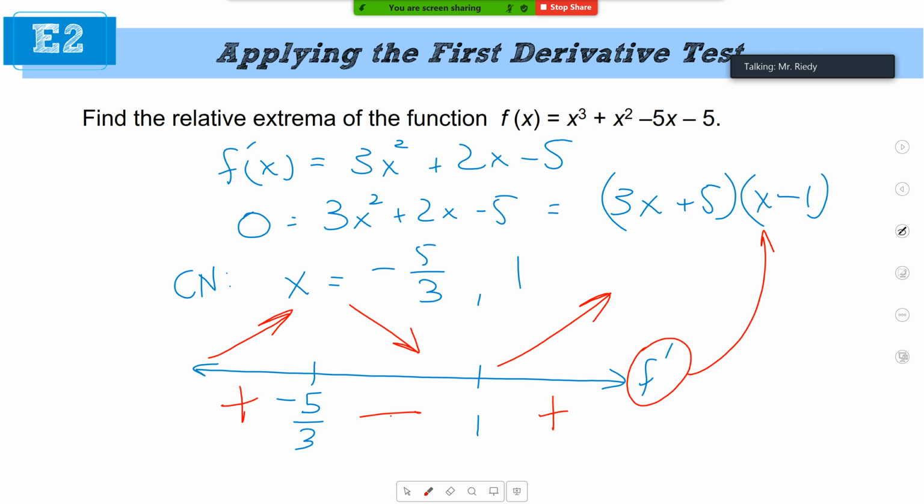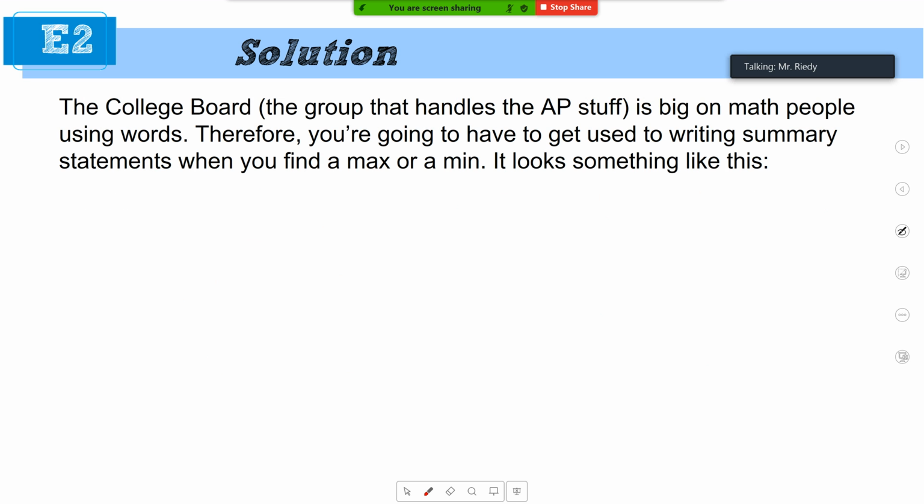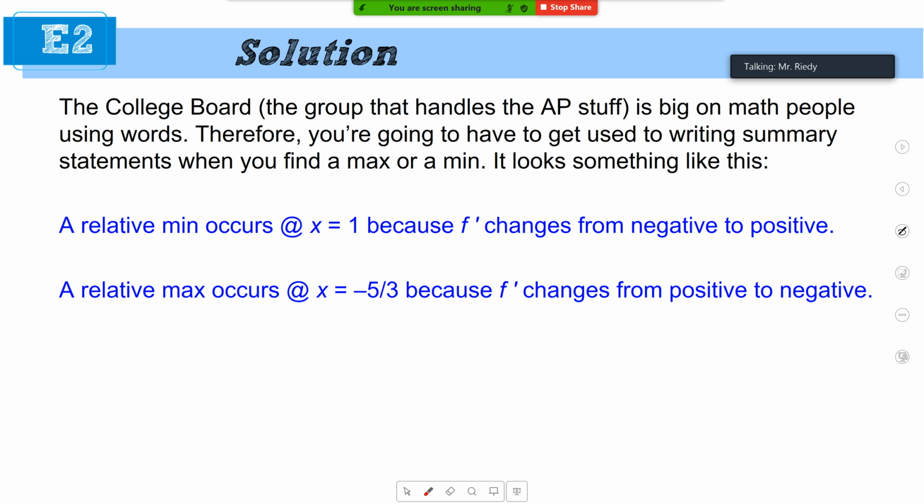Next slide, you're not going to like. So the College Board, i.e. the people that are going to give you your AP test, are very persnickety. They like you to write in a math classroom. And one of the things they like you to write is this sentence.